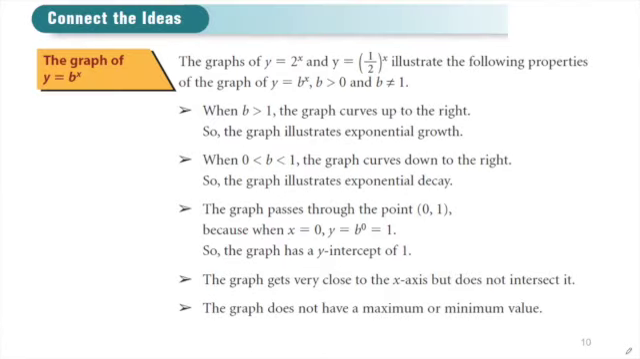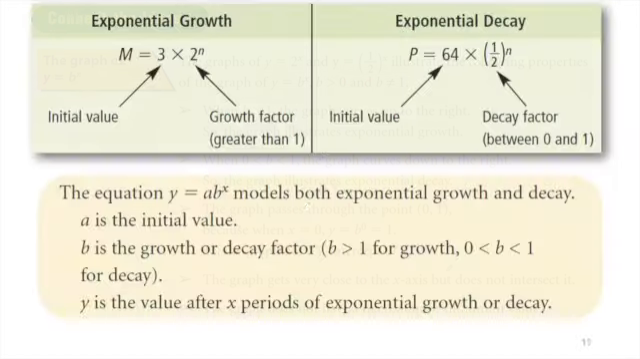Okay, so just connecting our ideas from what we've learned today. The graphs of y equals 2 to the x and y equals (1/2)^x illustrate the following properties. We just wrote that on our previous slide. They're always going to pass through the point (0, 1) as a y-intercept. The graph will get very close to the x-axis, but it doesn't intersect, which means that it has a horizontal asymptote. And the graph doesn't have a maximum or minimum because it continues going up and down, okay?